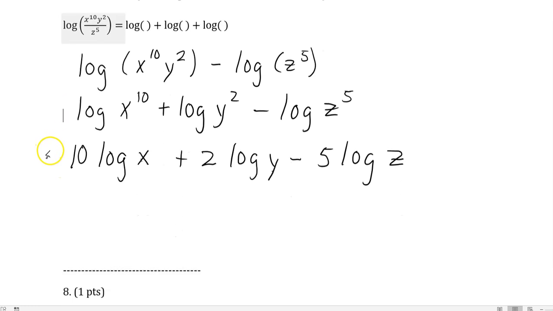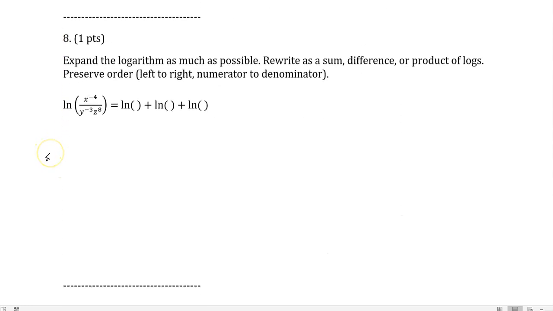Let's take a look now at problem number 8. In problem 8, we again want to expand the logarithm as much as possible. Rewrite as a sum, a difference, or a product of logs. Again, we'll preserve order from left to right, writing the numerator first and then the denominator. This time we do have two factors in the denominator.